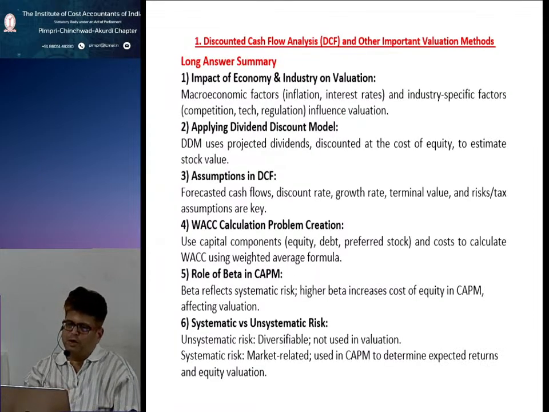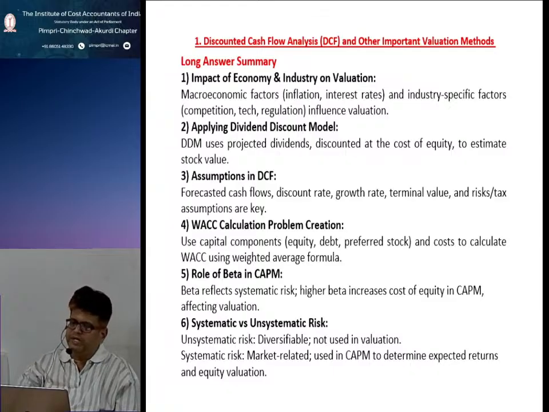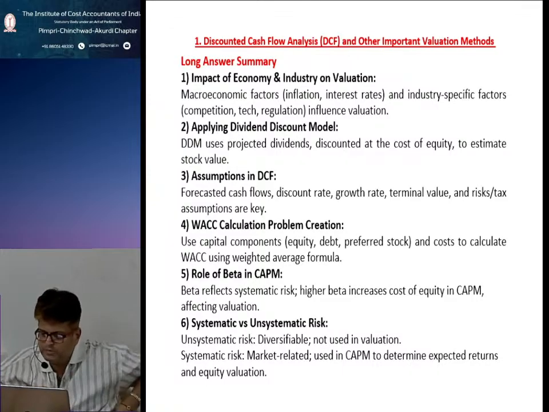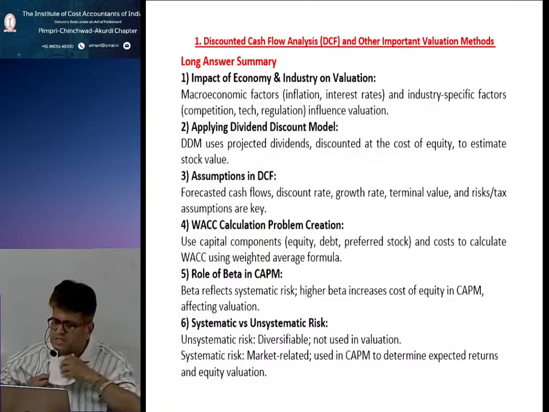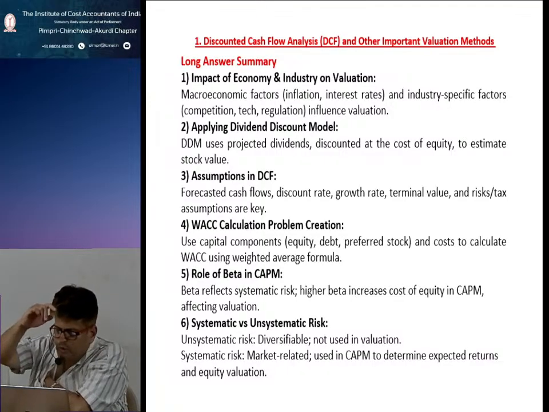Then the long question answer summary, in a way I have tried to summarize it over here. The first question talks about the impact of economy and industry on valuation. Macroeconomic factors like inflation and interest rates, and industry-specific factors like competition, technology and regulation, influence valuation and are considered. The second long question answer talks about applying the dividend discount model. Over here DDM uses projected dividends discounted at the cost of equity to estimate stock value.